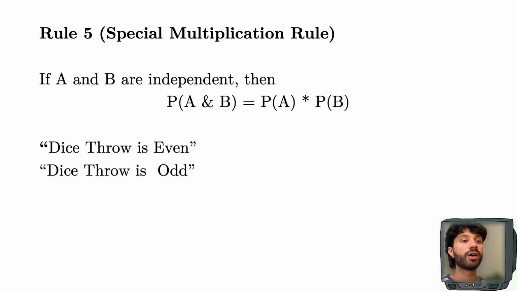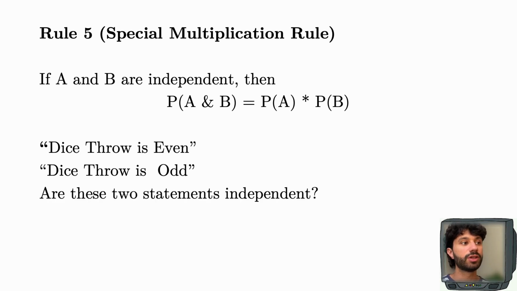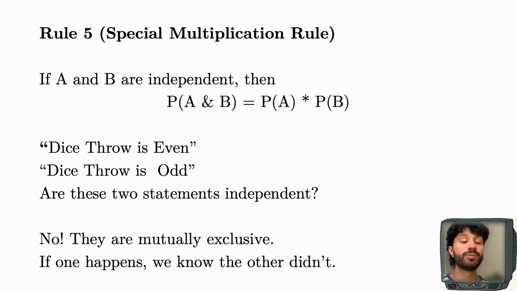Now, are these 2 statements independent? The dice throw is even and the dice throw is odd. Are they independent? No, actually. They're mutually exclusive. But if one happens, then we know that the other one didn't. So we know that these aren't going to be independent, right? So if one happens, so if the dice throw is even, that gives us information about whether the dice throw is odd. And so this means that they're not independent.